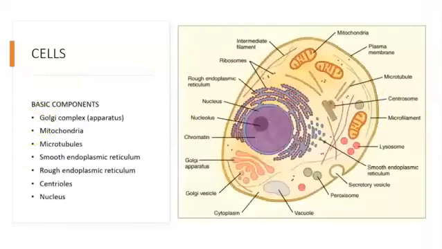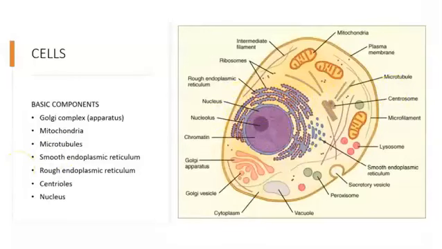Basic components of a cell. We can look at that in this figure, where you have the cell right here and what it's composed of. Then you're going to have the Golgi complex, mitochondria right here, microtubules, which are these lines, a smooth endoplasmic reticulum, a rough endoplasmic reticulum, centrioles, nucleus.